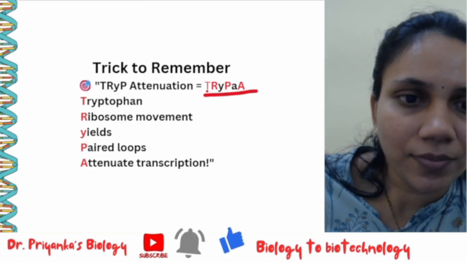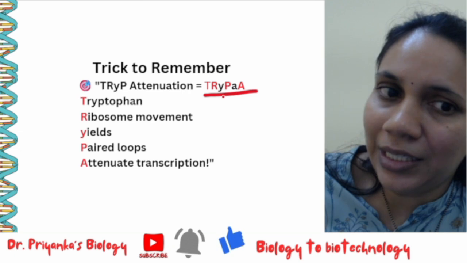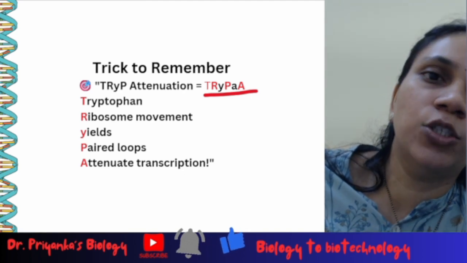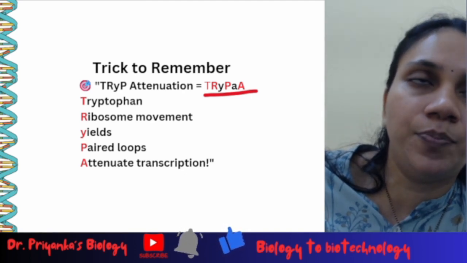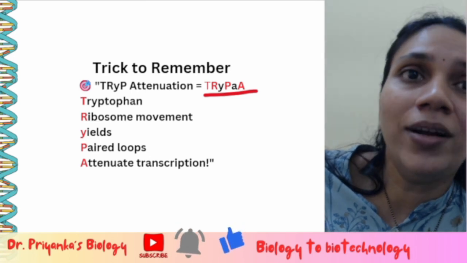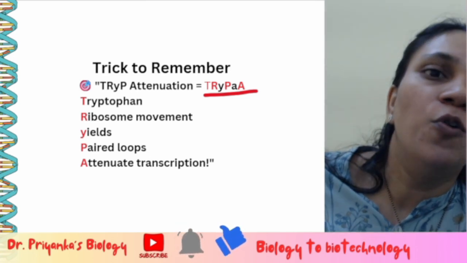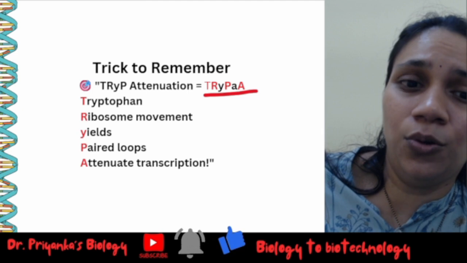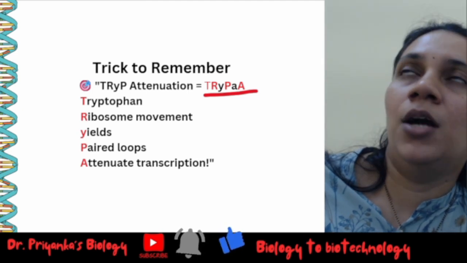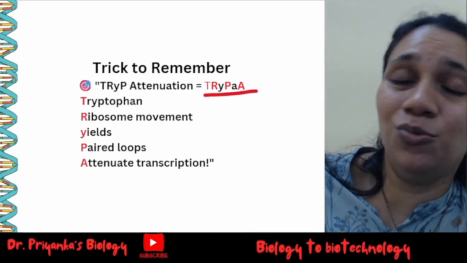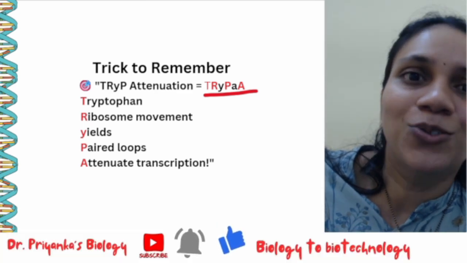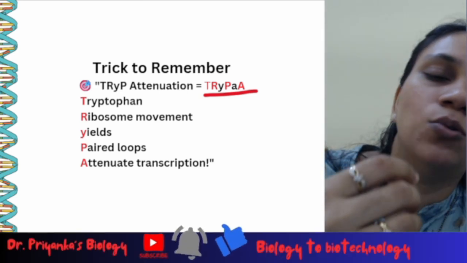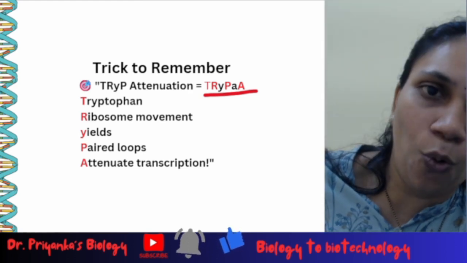Tryptophan ribosomal movement is going to yield the paired loops, and that is how it is going to attenuate the transcription. And one simple way in which you can remember is, suppose you are standing in a very crowded supermarket. Your intention is to quickly get into the queue, finish your billing and go out. Suppose your mother has asked you to buy rice, and you are waiting in the queue and you don't have the patience to stay there longer. So suddenly the mother calls you and says, hey, no need to get rice because we have enough at home. So what will you do?